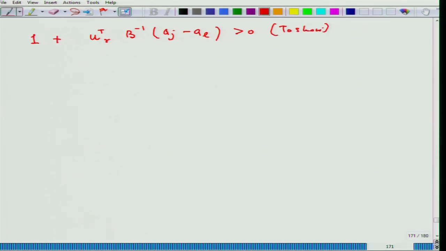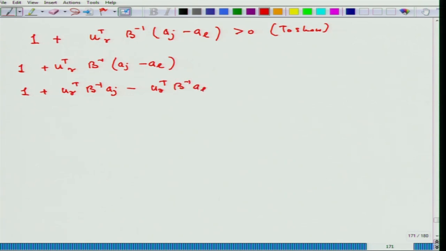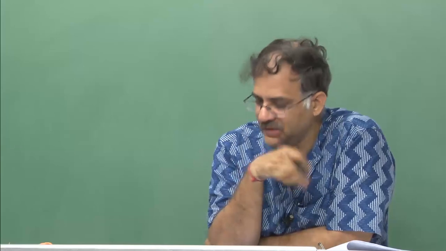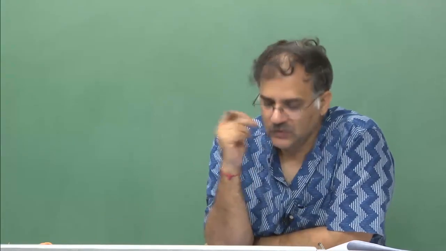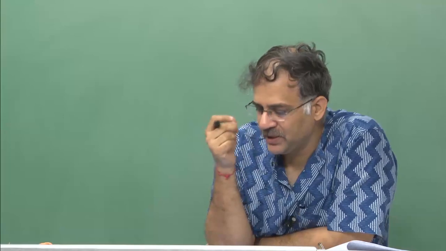So, how do I compute this? I will just write it again. It is 1 plus U R transpose B inverse A j minus U R transpose B inverse A L. Now, what is B inverse A L? That is something you need to understand. A L is the thing that you are replacing.